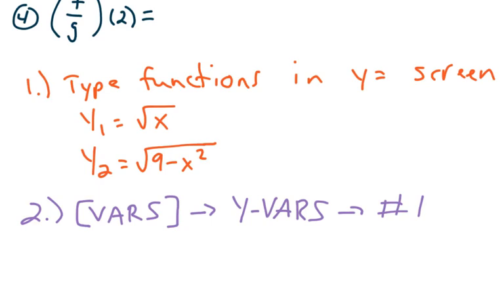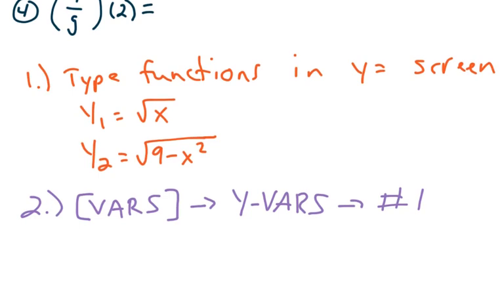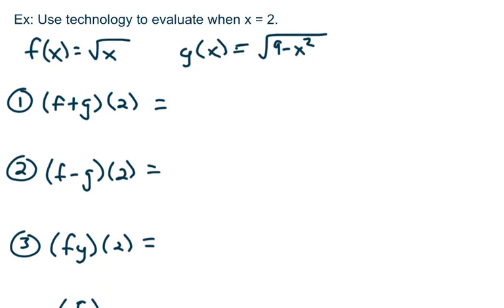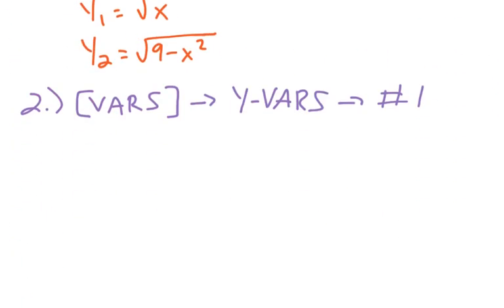Okay? We need to choose which functions we're going to be using. We're obviously going to be using functions 1 and 2, y1 and y2. But if you have more than two functions, or if you put them in different spots, you can select them from this screen. Okay, so if we want to use y1 and y2, let's just say that we're going to do example number 1 up here. So we're going to be adding the two functions, evaluating at the x value of 2. Okay, so number 3, we're going to select y1, and then we're going to use parentheses, and we're going to put the x value of 2.